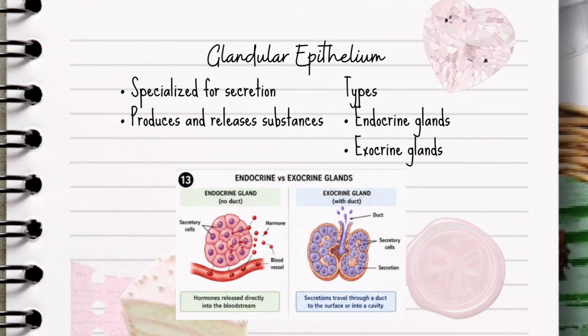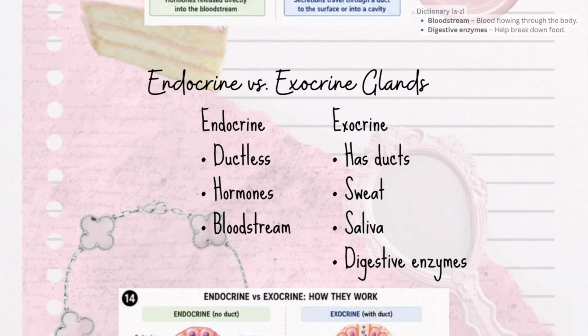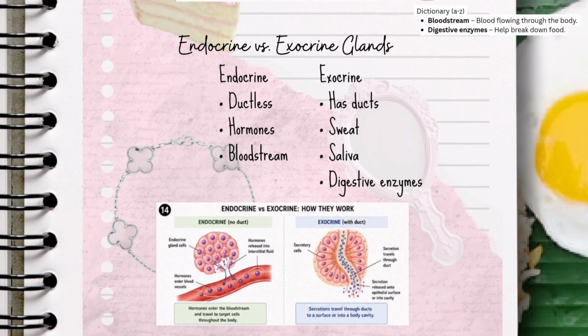Because glands release their products in different ways, they're divided into 2 major categories: endocrine glands and exocrine glands. Understanding the difference between these 2 types is essential because many common diseases involve abnormalities in gland function. The easiest way to distinguish these glands is by asking one simple question: does the gland have a duct? The simplest way to classify glands is by whether or not they have a duct.